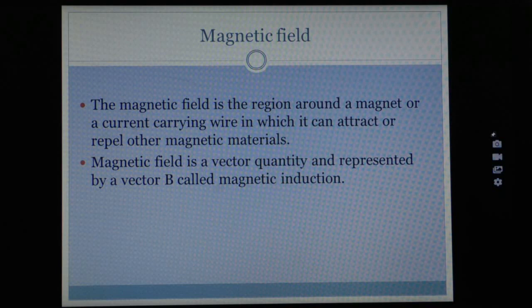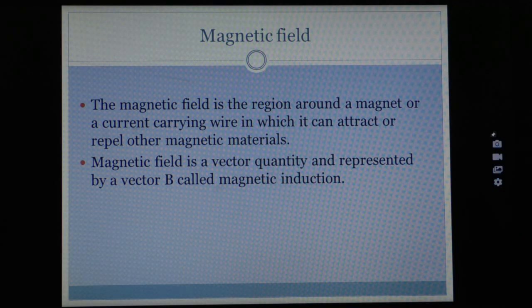First of all, we come to magnetic field. It is just like an electric field. In the previous chapter, in electrostatics, we discussed in detail about electric field. Electric field, basically, is a region around the charge. Similarly, magnetic field, basically it is a region.